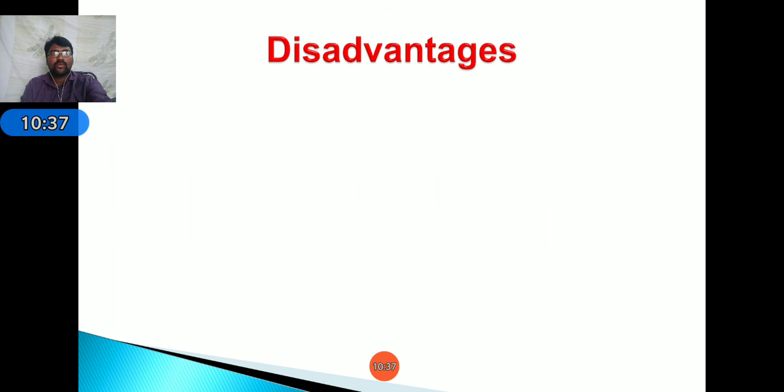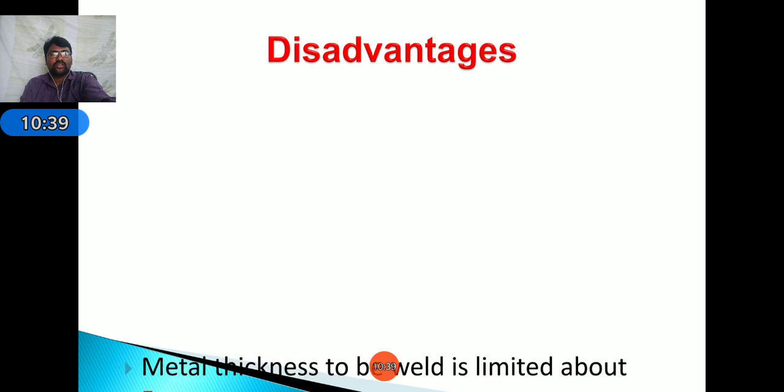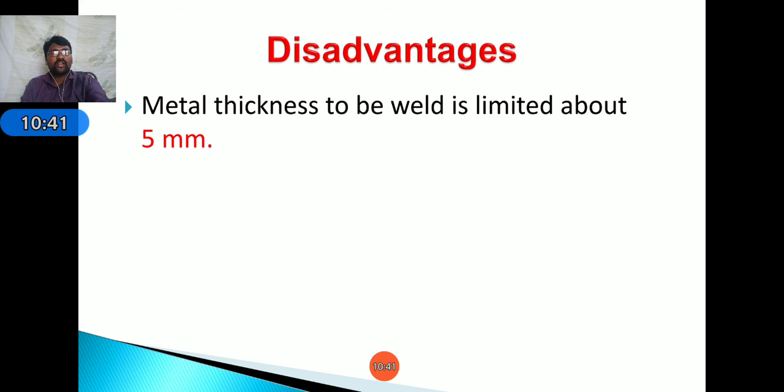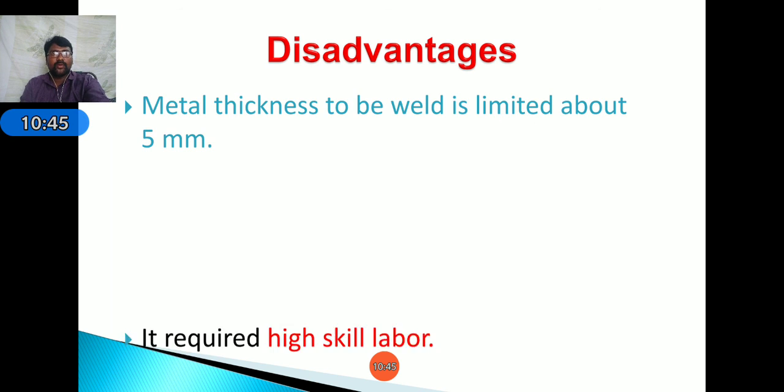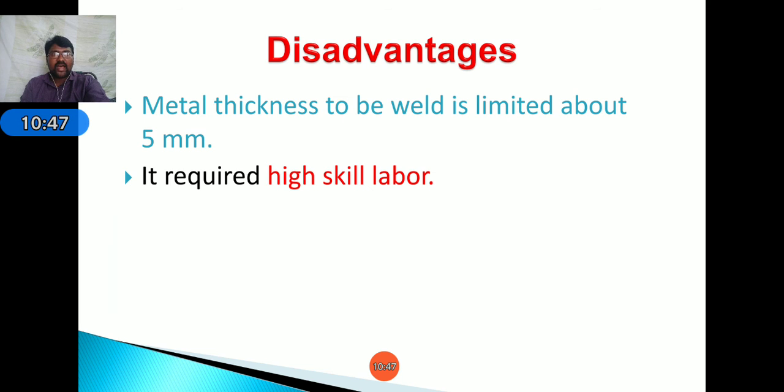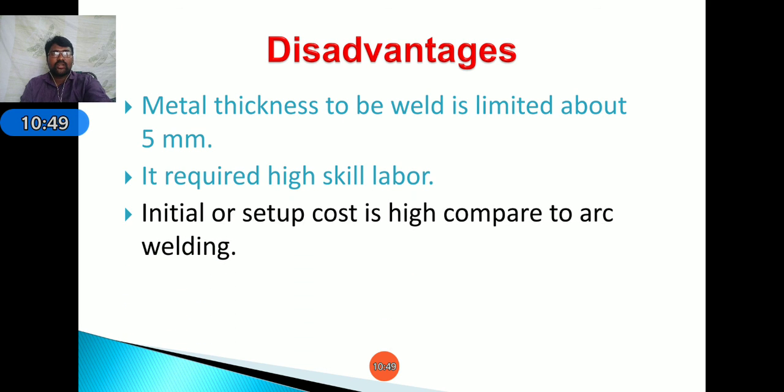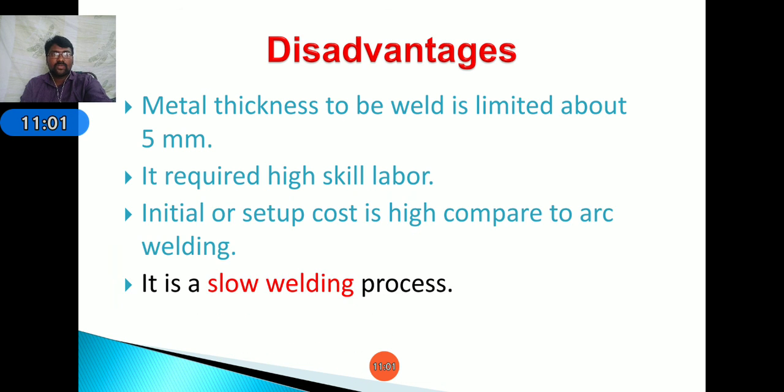Next, coming to disadvantages. Here, the metal thickness to be welded is limited to below 5 mm. Next, it requires highly skilled labor. Next, the initial or setup cost is high compared to arc welding. It is the main disadvantage. Next, the weld thickness is also limited to 5 mm. Next, it is a slow welding process compared to arc welding.